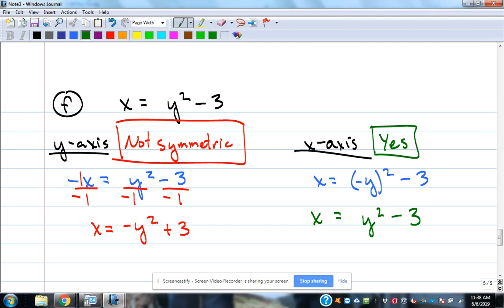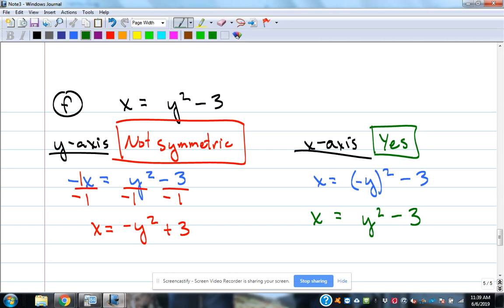Okay. All right. So those tests, for the y-axis, put in a negative x. Work it out. See if you can get the original back. For the x-axis, put in a negative y. Work it out. Do you get the original back? That's the test for symmetry on the x-axis and y-axis. And origin is yes, yes on both the axes. You get origin for free. Okay. Easy thing there.